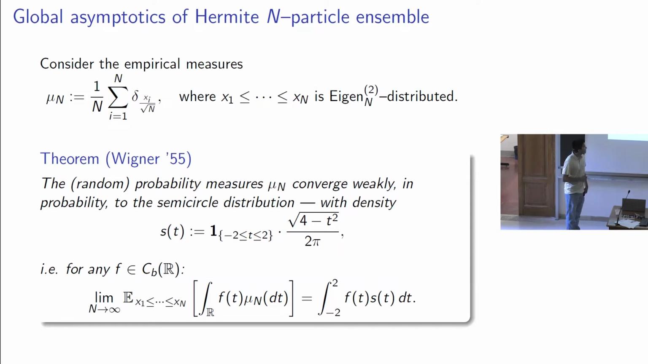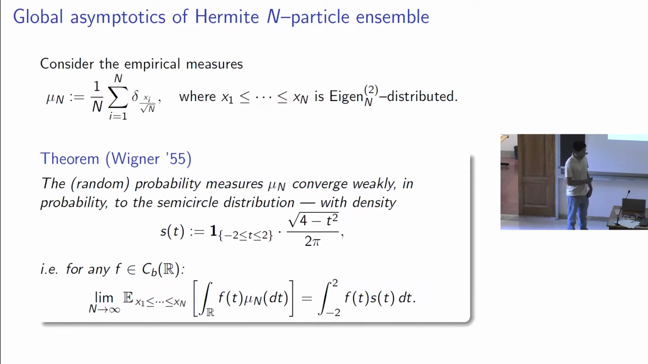By the limit being the semicircle distribution, I mean that these equations are satisfied for any function which is continuous and bounded. Here you have your random probability measure. You take your integral, which will be a random number, and then you take the expectation. The limit exists, and it's equal to the integral of f with respect to this semicircle distribution.